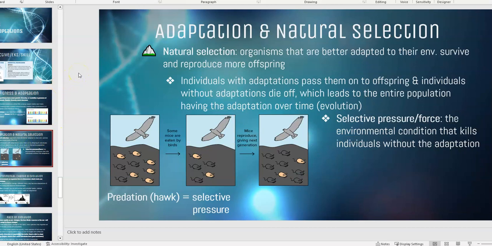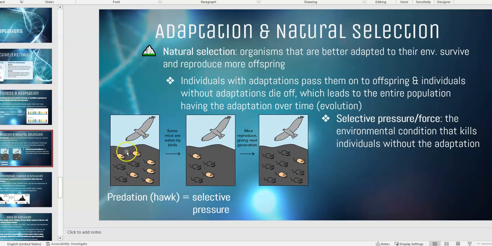Now, natural selection is the way in which organisms change. So individuals with adaptations will pass them on to their offspring. If they are not advantageous to their environment, they may die off. But if selective pressure causes an adaptation to be advantageous over another, those individuals will live.